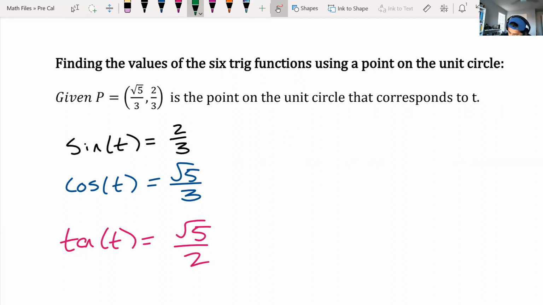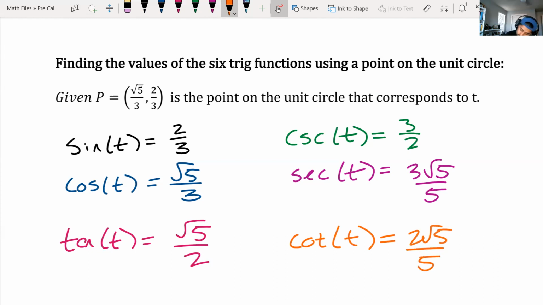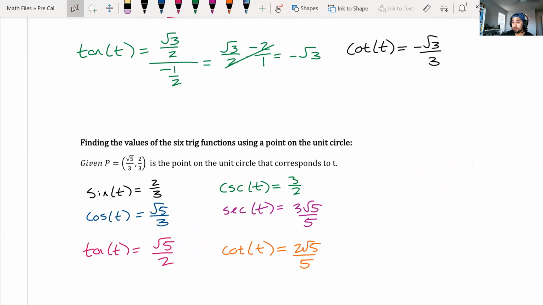What else? Cosecant of t gives me what? 3/2. And then secant of t gives me 3 square root of 5/5. And last, cotangent of t gives me 2 square root of 5/5. And there you go. So we are able to find the 6 trig values of a given point on the unit circle that corresponds to some distance t.